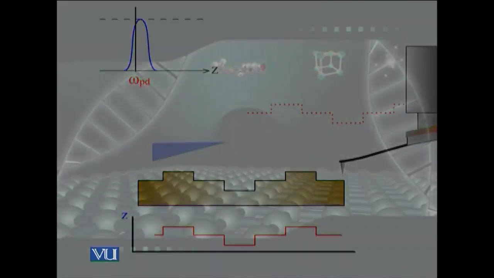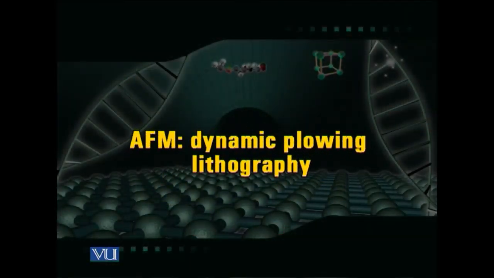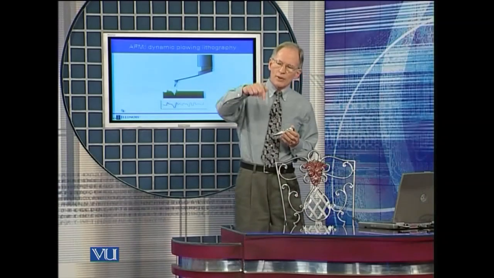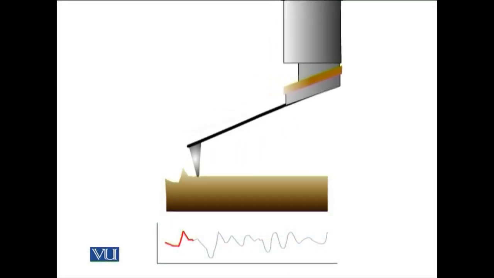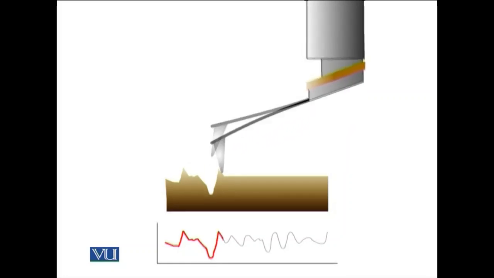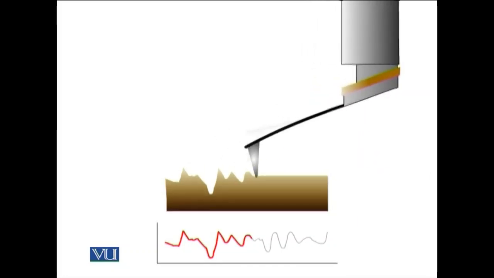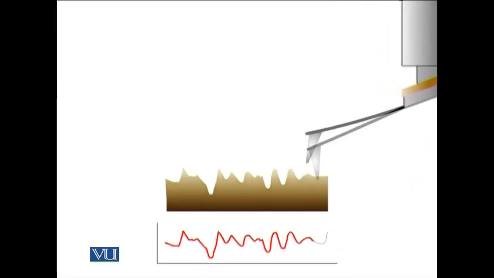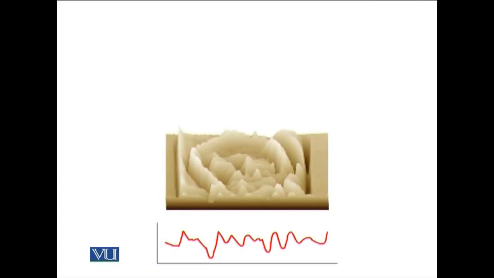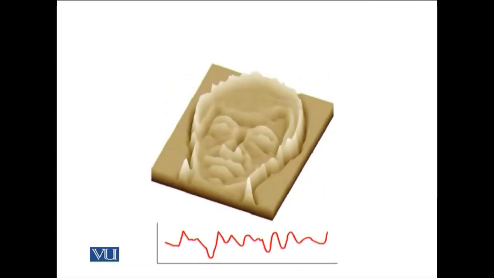You can also use a tip to modify the surface. This is called dynamic plowing lithography, very dynamic name. So now you're coming and actually pounding into it with the tip. You're removing material where you want to, and then going to the next line and removing material so that you can make a three-dimensional object. And when we finish this line, we'll rotate up and you'll see what has been made. And you can make anything you want. And so that's a person's face with dynamic plowing lithography.